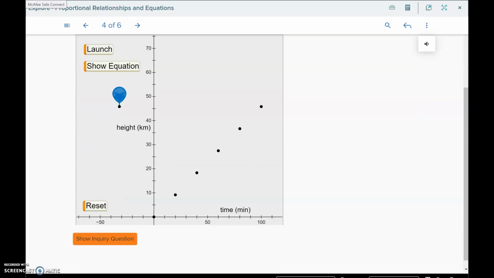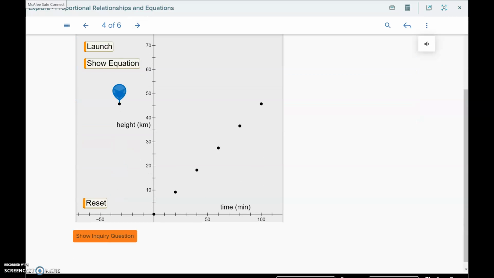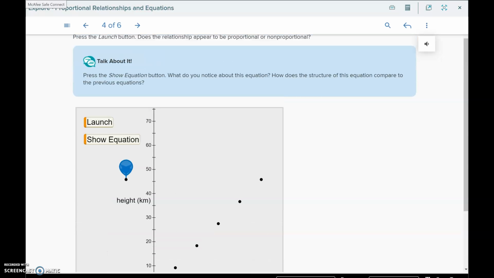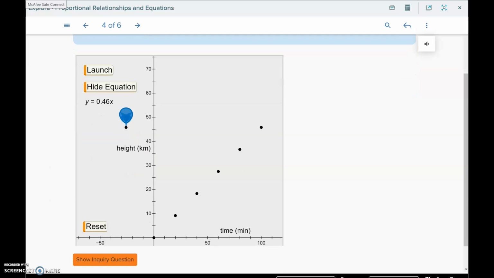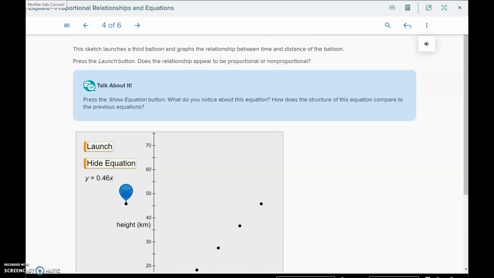And our last one, let's look at another example. All right. So again, look, we have a straight line, or what appears to be a straight line. I don't have the line graph, but that looks to be pretty straight. And it goes through 0, 0. This is going to be proportional. If we look at the equation, we don't add anything else. Our coefficient is 0.46. That's what we're multiplying our time by to get our height. So this is a proportional relationship.